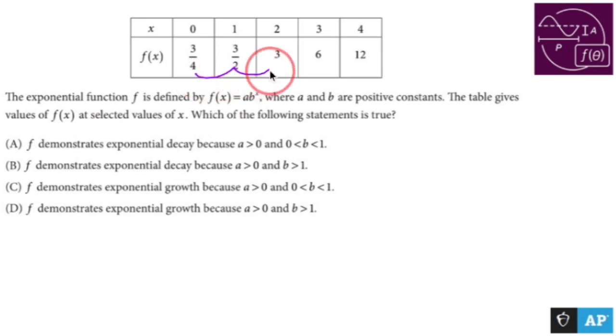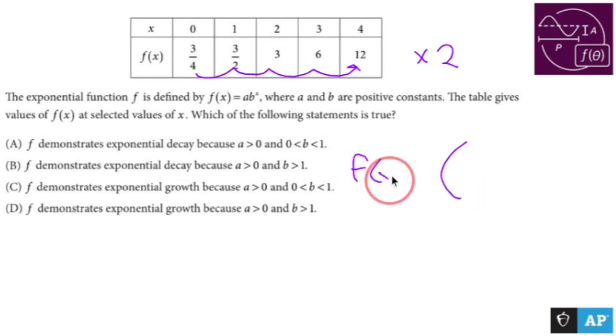The pattern here gives you our b. It looks like the way I get from 3/4 to 3/2 to 3 to 6 is I multiply by 2 every time. So what I have is f of x equals some number, a, I don't know it yet, times 2 to the x power.